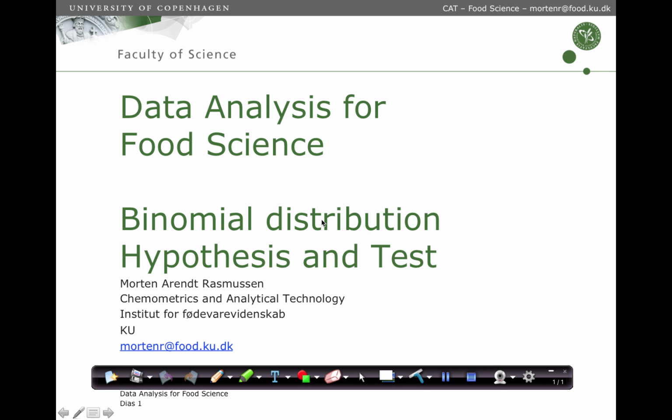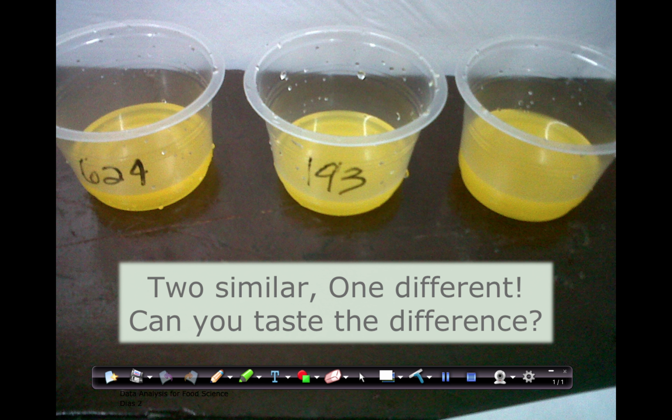In this lecture we're going to go through the binomial distribution. In particular we're going to talk about hypothesis formulation and testing. The setup is a triangle test where each judge is presented with 3 glasses. In 2 of the glasses there is similar content and one of them is deviating, and the judge is asked to figure out which of the 3 glasses is the odd, the different glass. So you either answer correctly or answer wrongly.